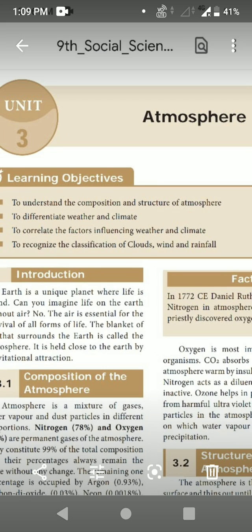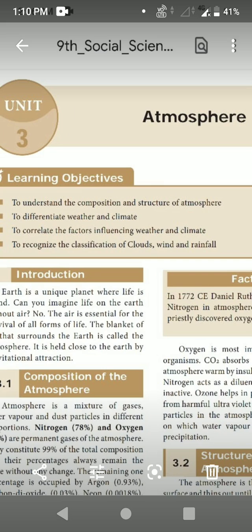So what can you see in this atmosphere? Atmosphere is a mixture of gases, not only gas, but also water vapor and dust particles in different proportions. Each and every one has a separate percentage. So we can see here nitrogen and oxygen are the permanent gases in the atmosphere. Sometimes they may ask a one word question also: which are the permanent gases of the atmosphere? Please note it. Nitrogen and oxygen. How much percentage of nitrogen do we have? 78%, and oxygen 21%.